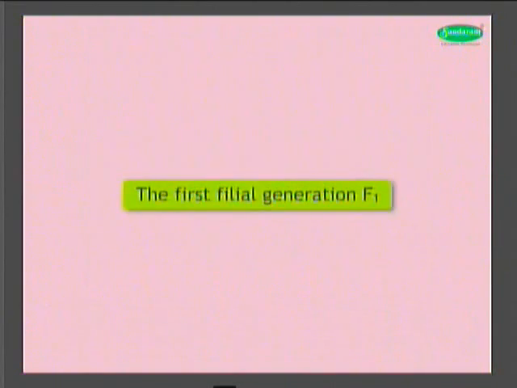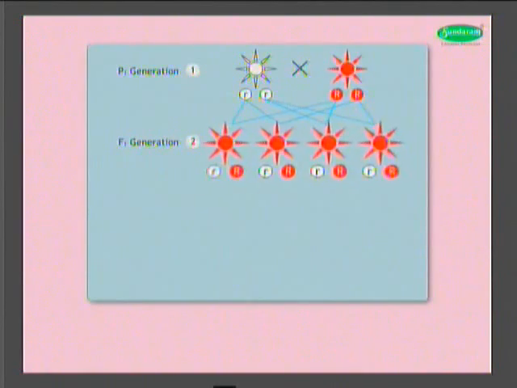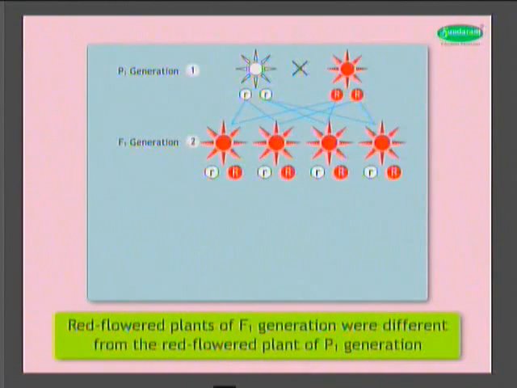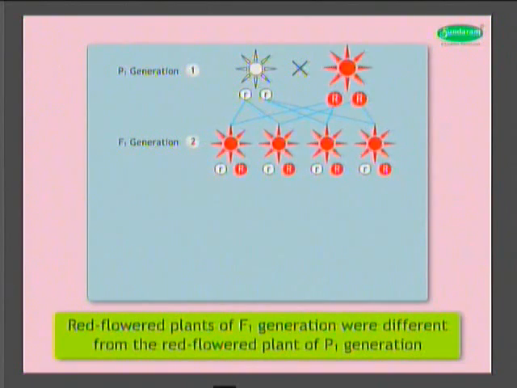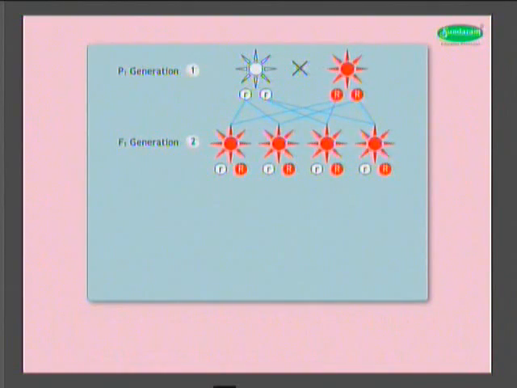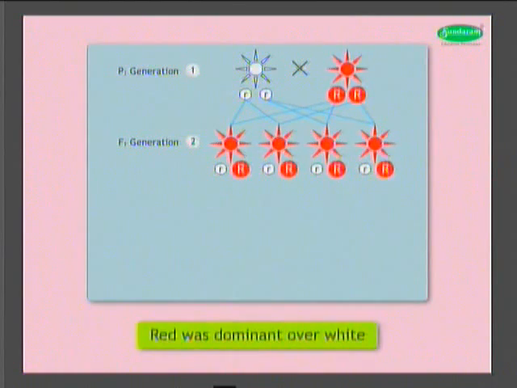The first filial generation, F1. Mendel observed that all the flowers of the F1 generation were red in color. He realized that the red-flowered plants of the F1 generation were different from the red-flowered plants of the P1 generation, as the F1 generation plants had white-flowered parents. From the result of the F1 generation, Mendel concluded that red was dominant over white.